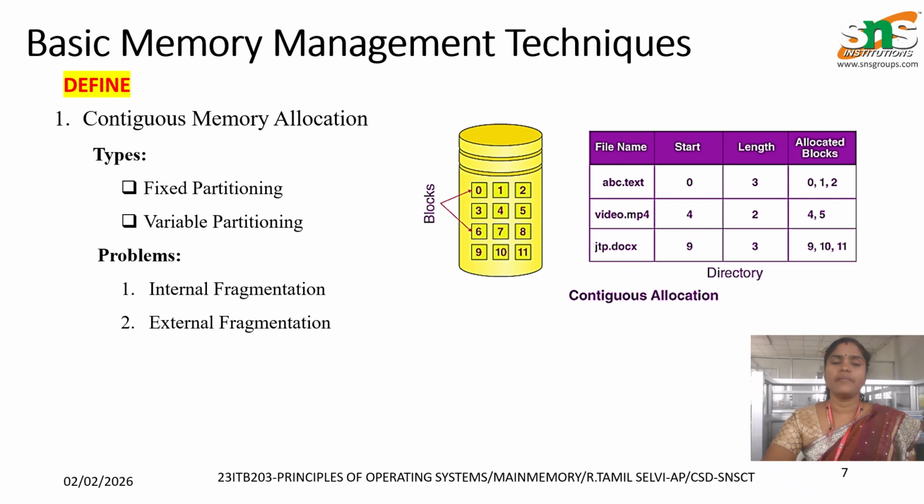that comes under contiguous memory allocation. While allocating memory contiguously, we have two types of partitioning, that is fixed partitioning and variable partitioning. If we allot the memory size fixed, then the type is called fixed partitioning. If the length is varied, then the type is called variable partitioning.